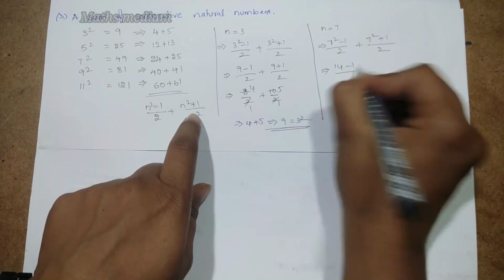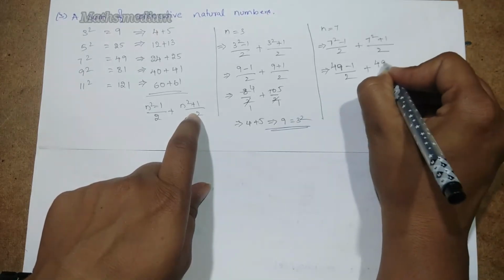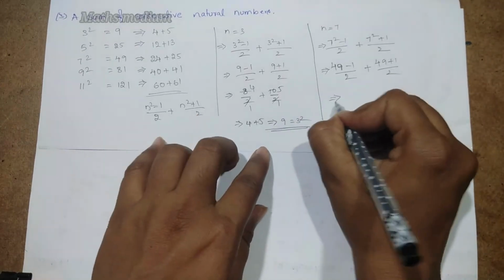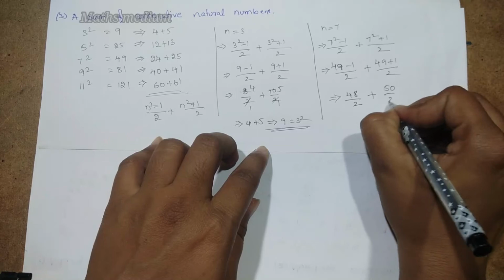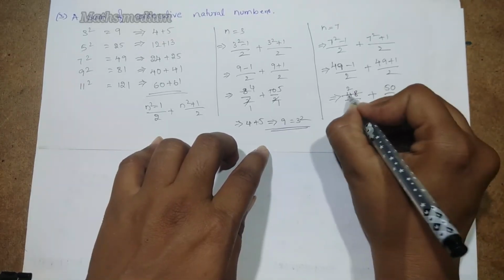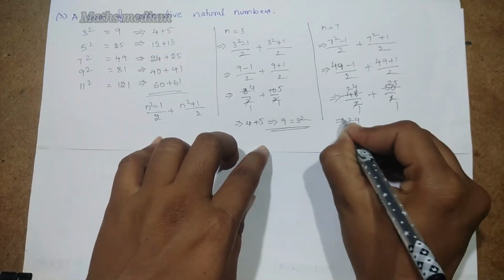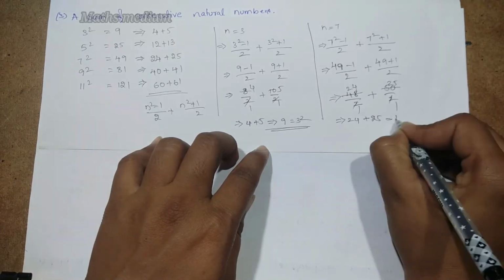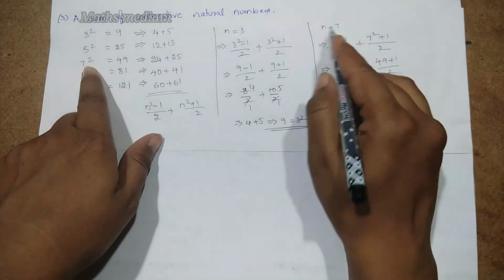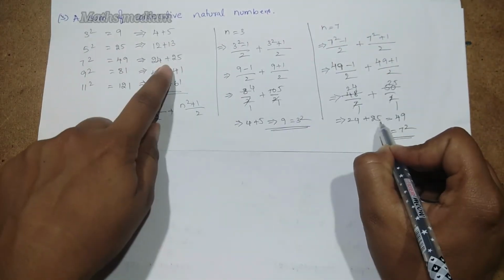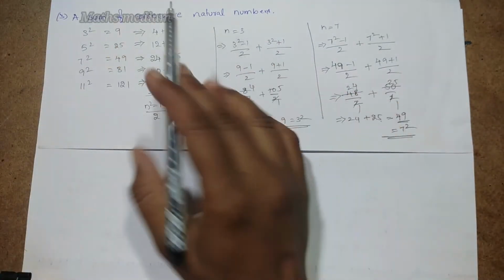(49 minus 1) by 2 plus (49 plus 1) by 2. Here, 49 minus 1 is 48, by 2, plus 50 by 2. 2 ones are 2, 2 twos are 4, 2 fours are 8. 2 ones are 2, 2 25s are 24 plus 25 is equal to 49, that is 7 square. This is the n we chose. This is the two numbers we are adding. This is the result we have to get. This is about the sum of consecutive natural numbers.